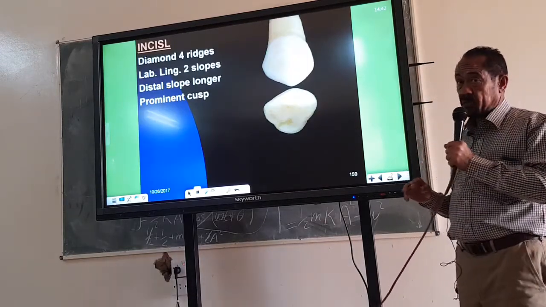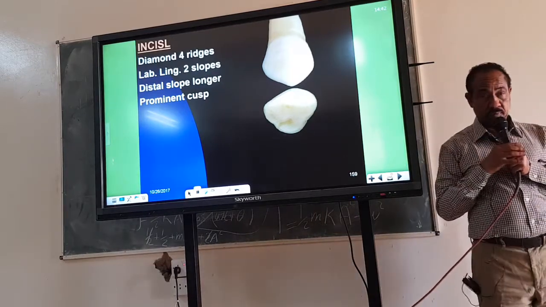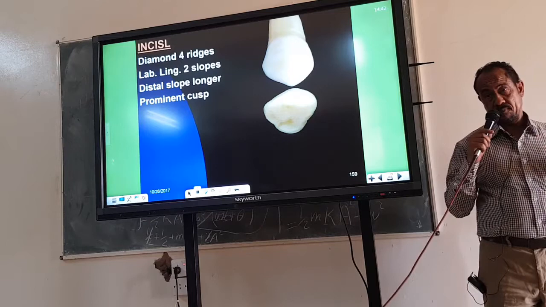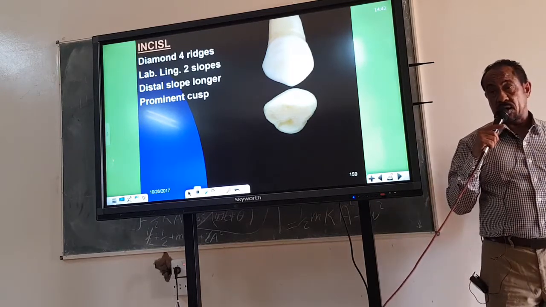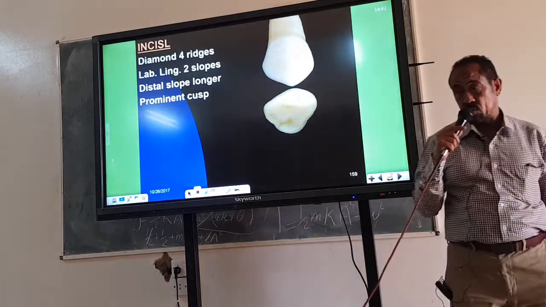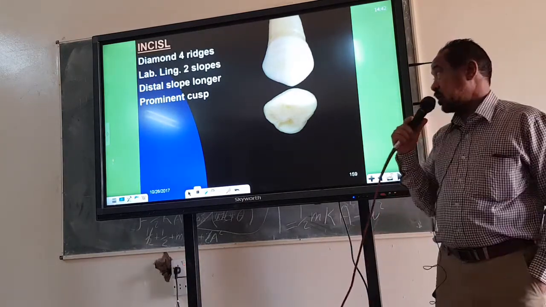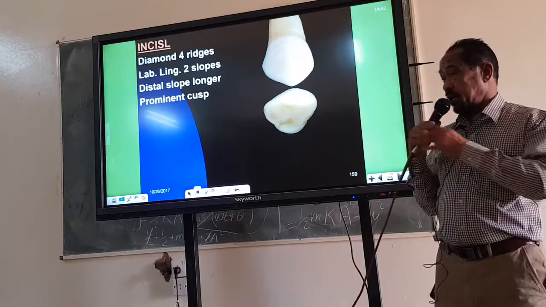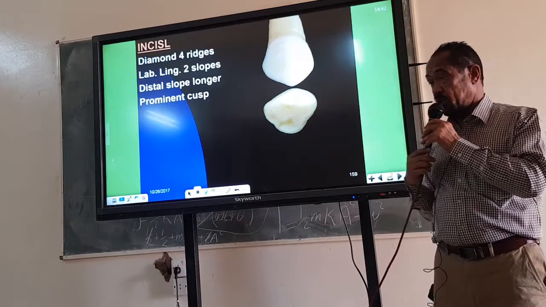Incisal edge, is it similar to the incisors? No. What is the difference? Cusp. There is a cusp. Those have no cusp, just a straight line. This contains a cusp, and from the cusp there are two cusp slopes. One is longer than the other, which is the distal. Then this tip of the canine is formed by convergence of the four ridges. What are these four ridges?